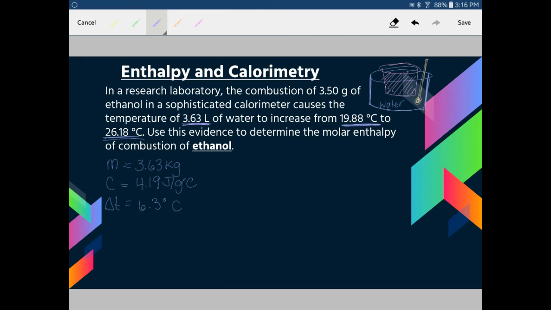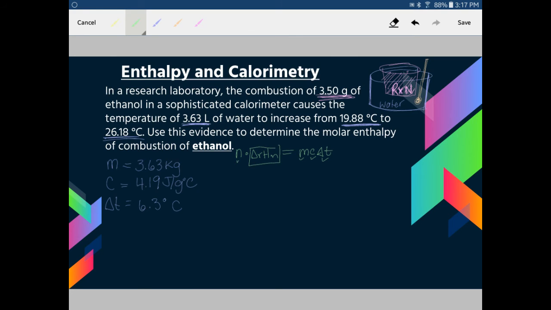Okay, so 6.3 degrees Celsius. And we know that we have 3.5 grams of ethanol, which is in our little reaction container here. Another thing that we might need to do is calculate the moles, because when we look at our formula, we have that our moles times our molar enthalpy is equal to our MC delta T. So I have my M, I have my C, I have my delta T, and I can calculate my moles. So this is what I'm solving for.